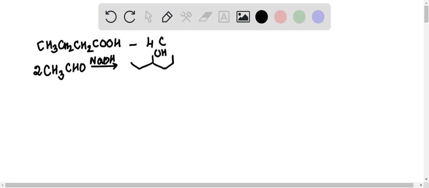So we'll have CH3CHOH, which is here. Yes, this bond is getting formed. So this bond which is getting formed. So it will be CHO here. CH3, CHO here.